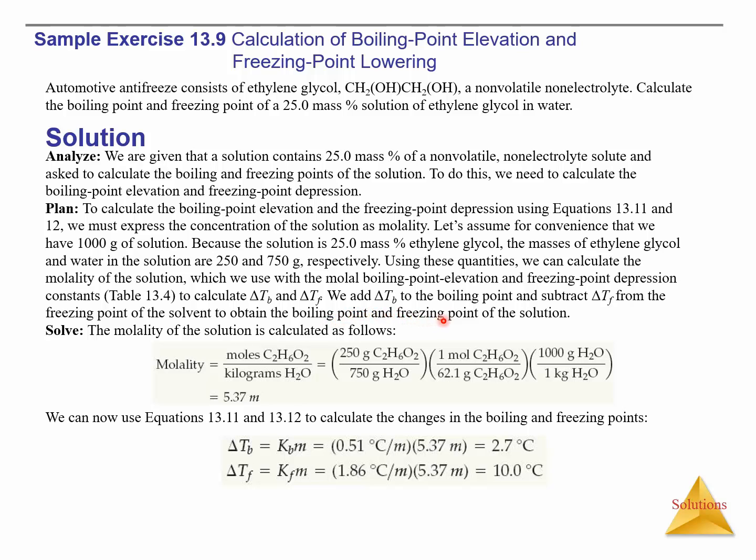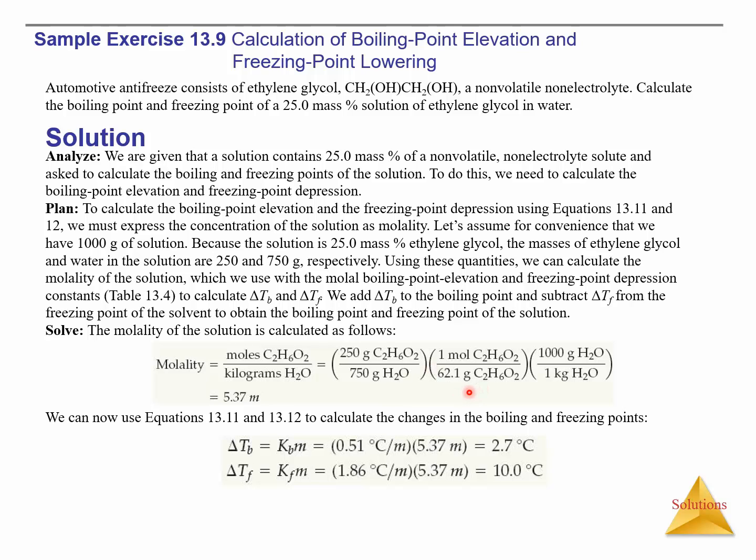Then we add delta TB to the boiling point and subtract delta TF from the freezing point of the solvent to obtain the boiling point and freezing point of the solution. So let's calculate the molality: moles of ethylene glycol divided by kilogram of solvent.